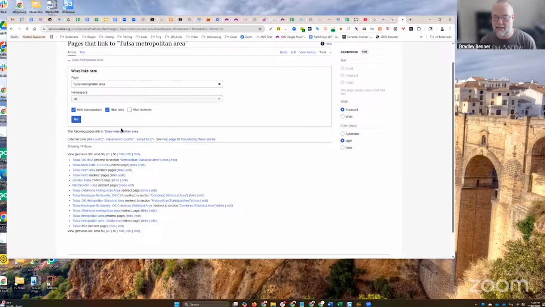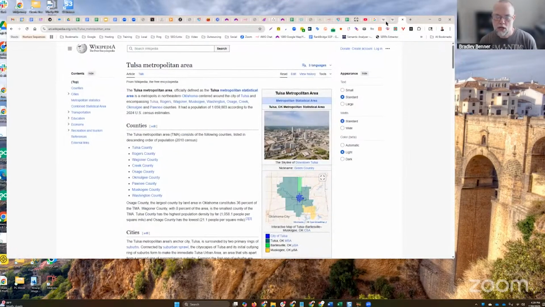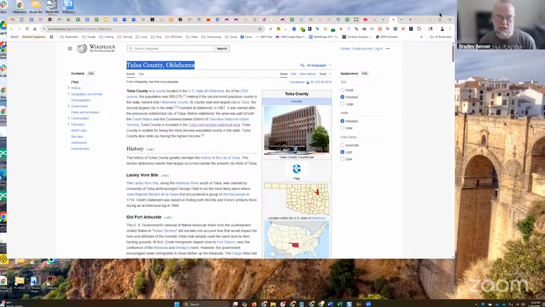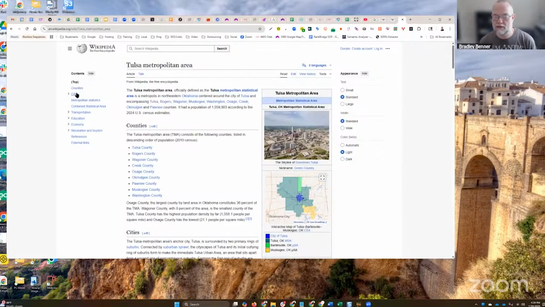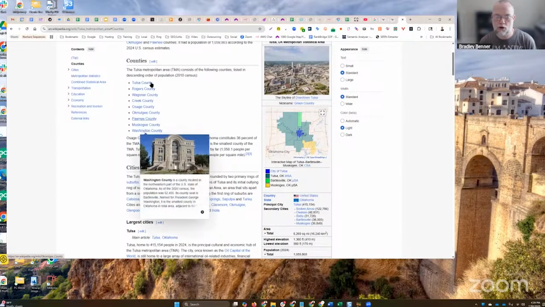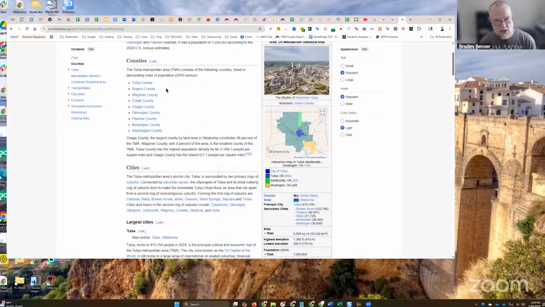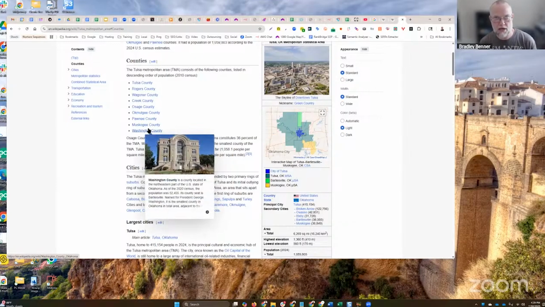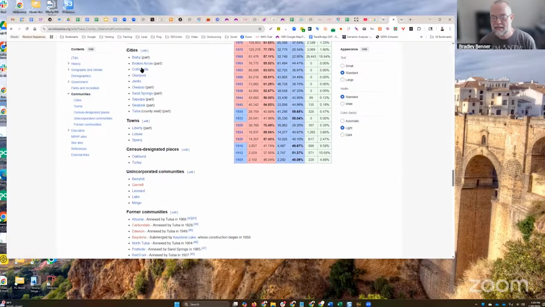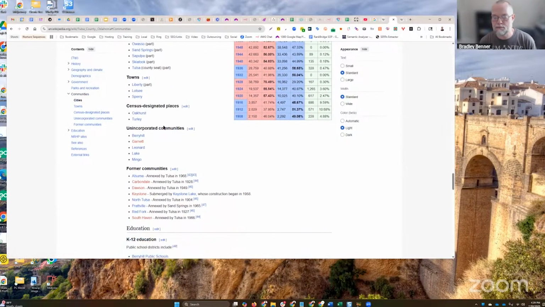And if you go back and take a look at this, remember, Tulsa is contained within Tulsa County, Oklahoma. Tulsa County, Oklahoma is one of several counties that are associated with the Tulsa metropolitan area or Greater Tulsa. Do you see what I'm saying? Look at all these counties that are included in the Tulsa metropolitan area. Each one of those counties is going to have a separate list of cities and towns, census designated places, unincorporated communities, etc., within each one of those counties.